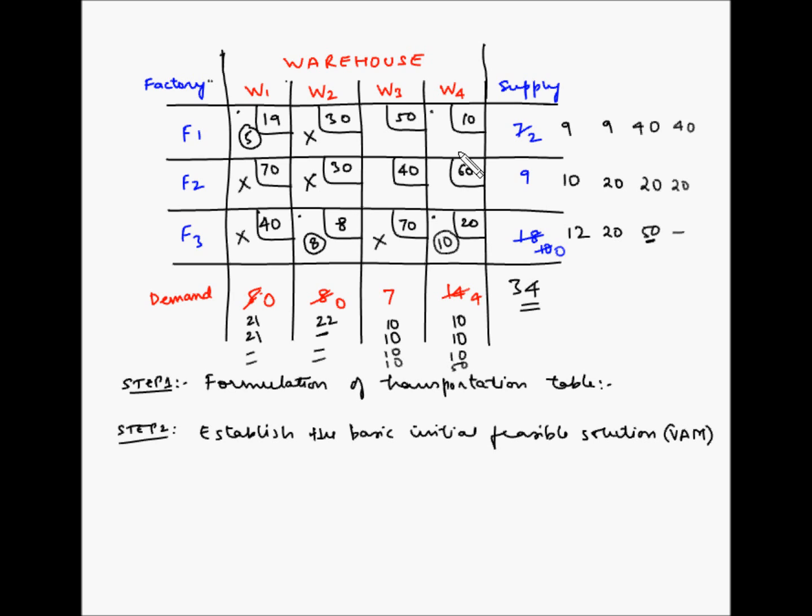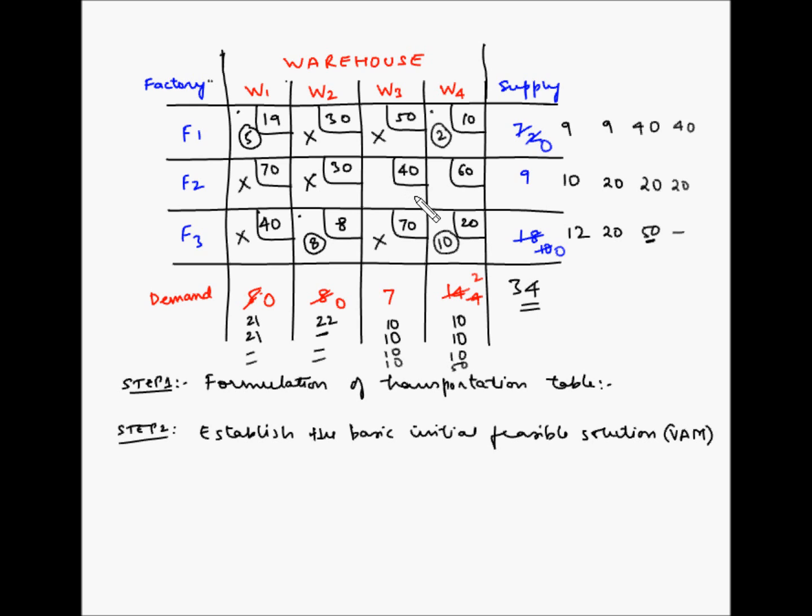So now let's evaluate the supply and demand condition for F1W4. The supply capacity available at F1 is 2 units, while the demand at W4 is 4 units. So we can allocate 2 units here. Now with this allocation, the demand remaining at W4 is 2 units, while the supply remaining at F1 is 0 units. So now since F1 has completely exhausted its supply capacity, F1 is no longer available to supply to any other warehouses. So let's cross off this box F1W3, indicating that it is no longer available for allocation.